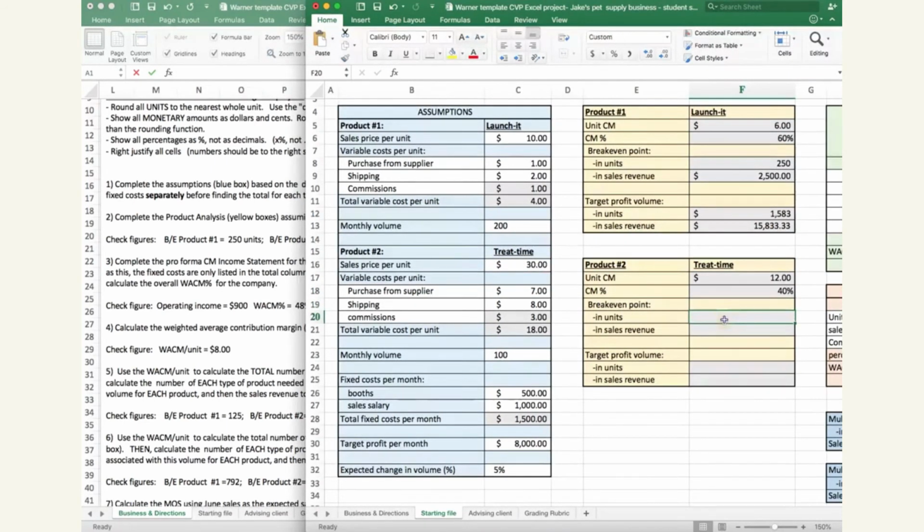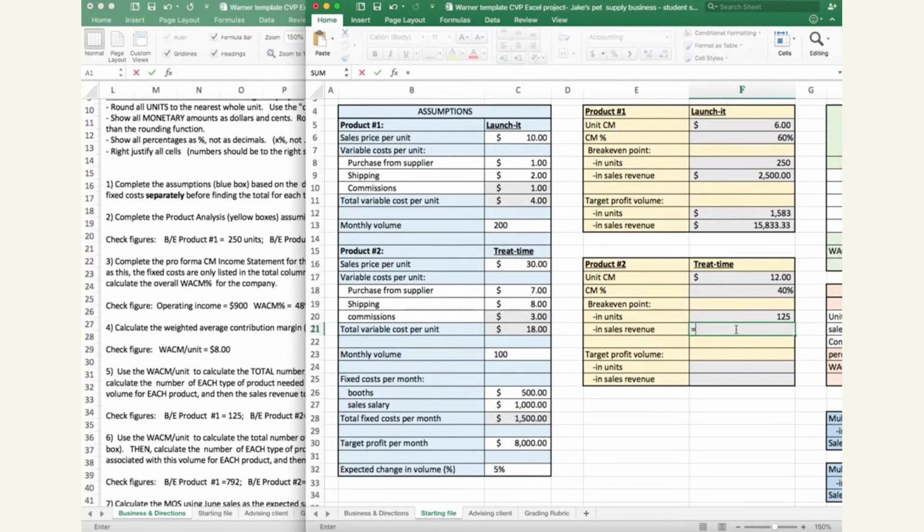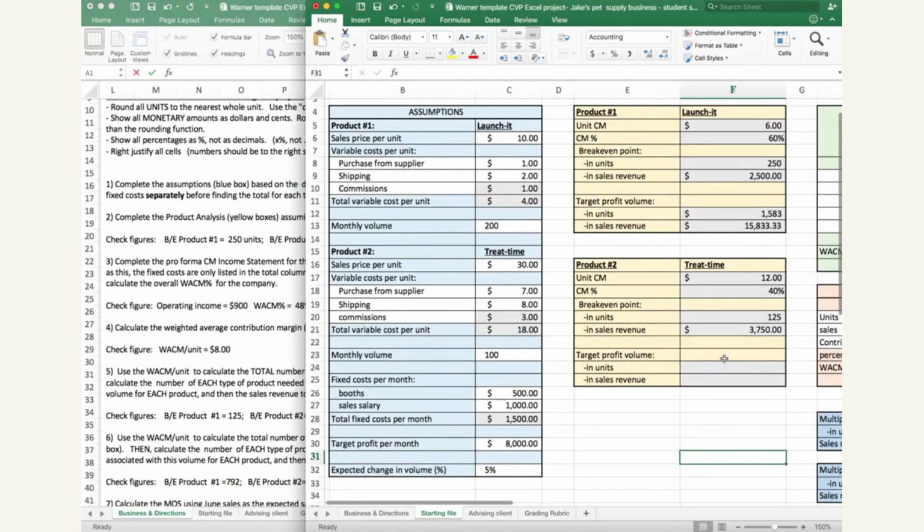The break even again is going to be the fixed costs, 1,500, divided by the contribution margin. So how many do I need to sell in order to cover my costs? That's 125. We multiply that times the sales price in order to get to our break-even sales level. And then our target profit, just like before, is going to be the fixed costs plus the target profit divided by our unit contribution margin, and we multiply that times the price. That, my friends, is how you calculate the break-even if you're just selling one of these products.